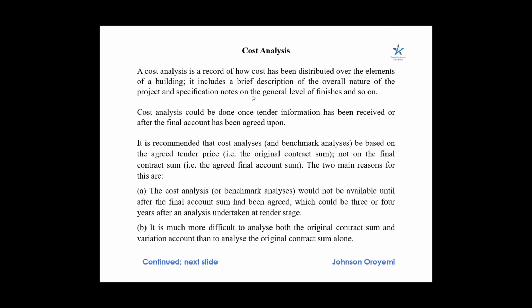You'll be able to carry out proper adjustments before you use that cost information for the new project. Then another thing we need to note here is the fact that cost analysis could be done once tender information has been received or after the final account has been agreed upon.